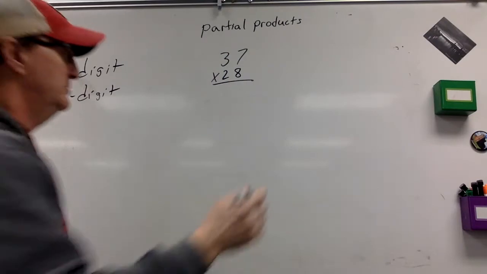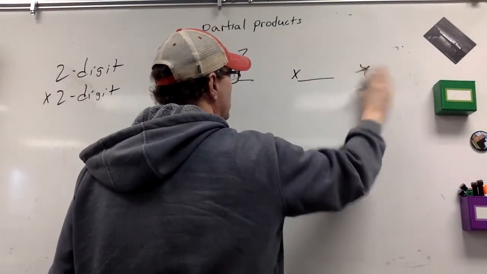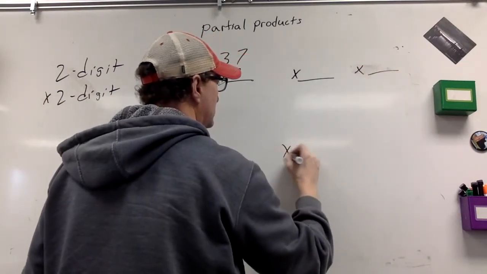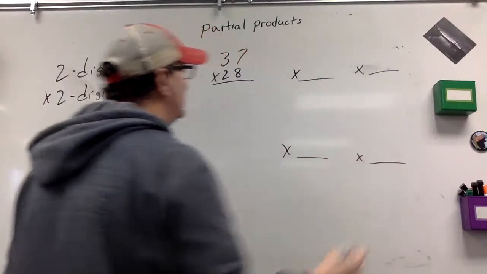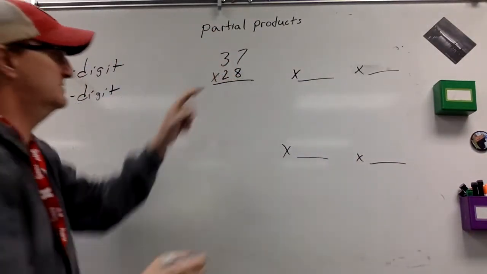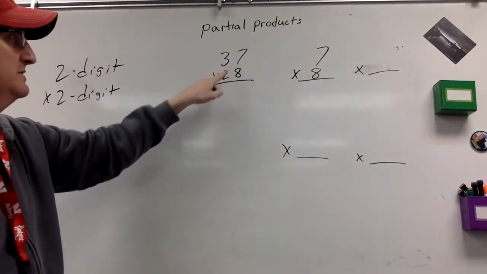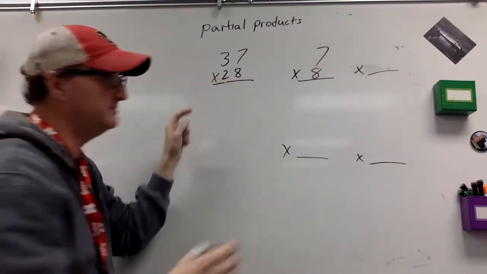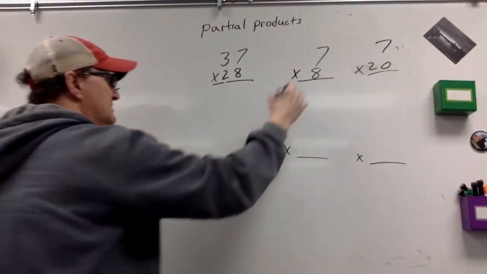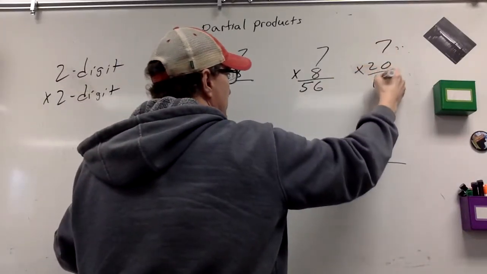Okay, so we know we're going to have 4 partial products. Let's start by multiplying 7 by both these parts. So we got 7 times 8. And then we got 7 times 20, not 7 times 2, but 7 times 20. 7 times 8 is 56. 7 times 20 is 140.